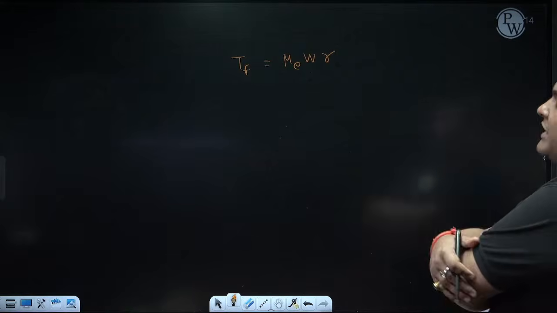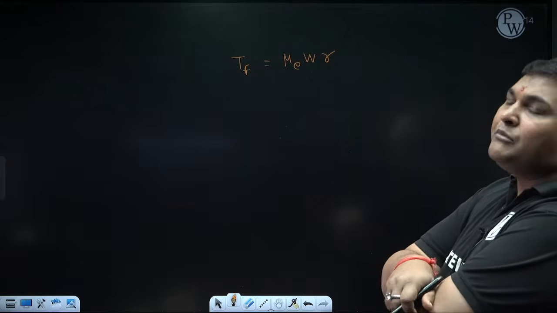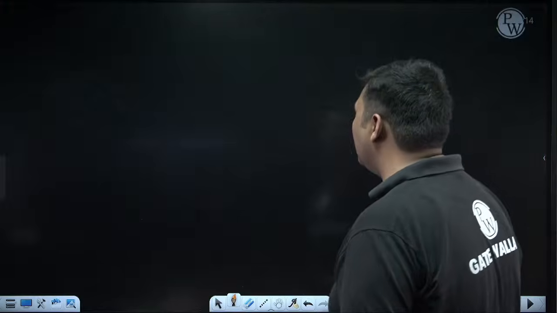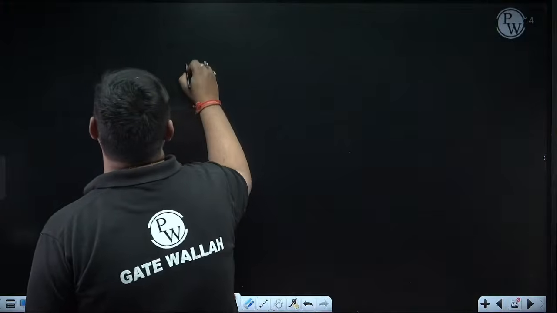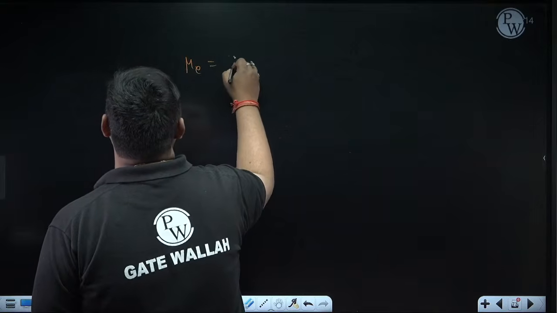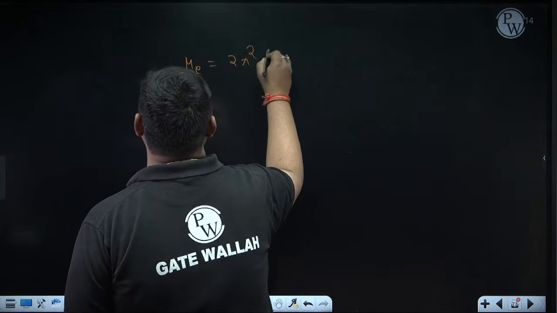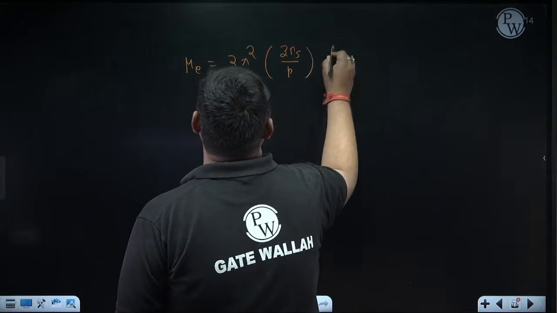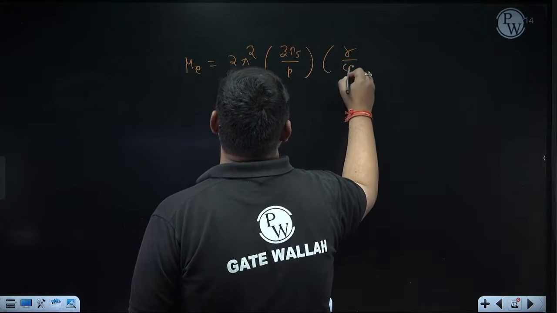Okay. But here mu equivalent is not given. Whenever mu equivalent is not given, to calculate mu equivalent we will always use the Petrov equation. So here mu equivalent is not given, so we will calculate it by the Petrov equation. What is the Petrov equation to calculate mu equivalent? 2 pi square Z NS upon small p into r by CR.